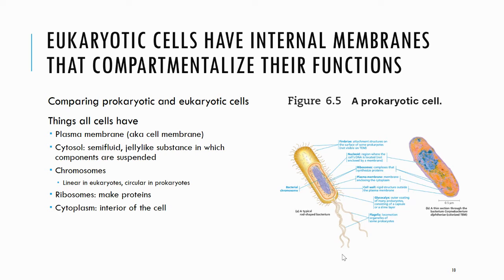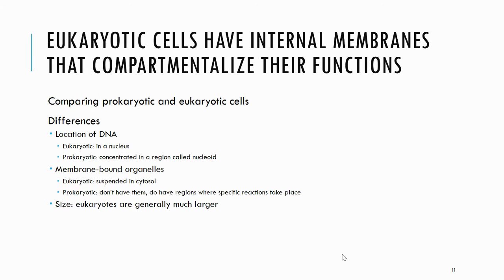So you can see to the right here the generic structure of a prokaryotic cell. It has flagella for movement. It has a cell wall, a plasma membrane, some ribosomes, and a nucleoid, which is just the area where the DNA is, even though it is not enclosed in a nucleus.